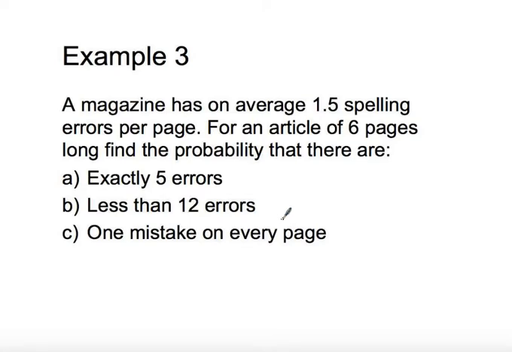We have a magazine and it has on average 1.5 spelling errors per page. For an article of 6 pages long, find the probability that there are exactly 5 errors, less than 12 errors, and 1 mistake on every page.